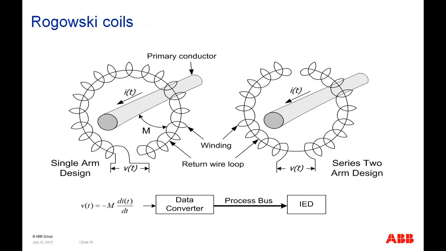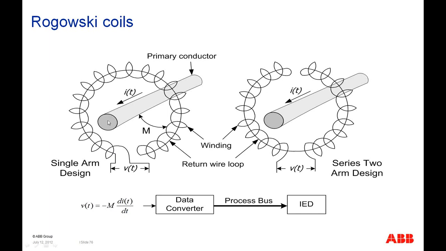The Rogowski coil is another method that's being used more often these days. We actually have some Rogowski coils supplied on some of our gas insulated substations. The Rogowski coil looks quite a bit like a conventional current transformer. We have a primary conductor, and we have a secondary conductor. But the secondary conductor in the normal CT is wound around an iron core. In this case, our secondary conductor is wound around air, or some non-magnetic type of material. This could even be on a printed circuit board.